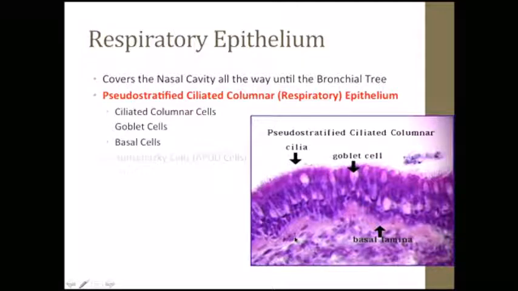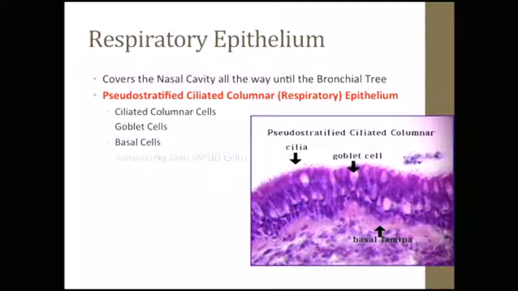So pseudostratified ciliated columnar epithelium consists of ciliated columnar cells, like duh, and you have the goblet cells. Goblet cells are these white ones here, and they basically produce mucus to carry any debris up to the nose.